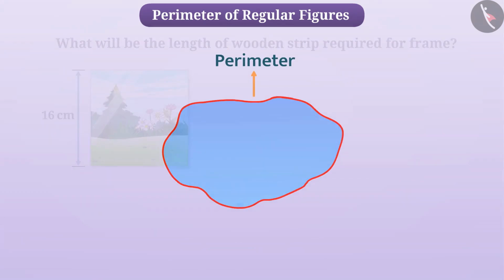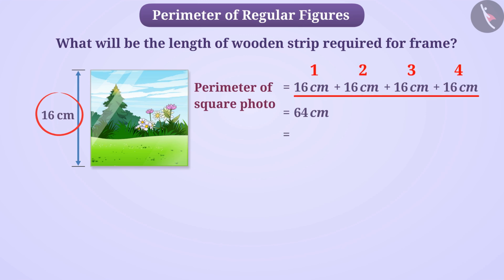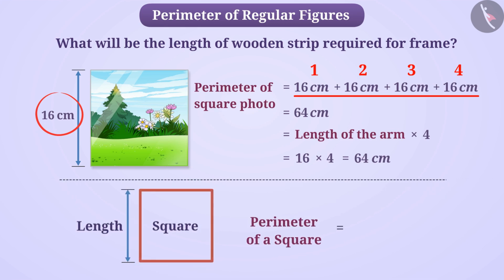In this way, the perimeter of this square photo will be 16 cm plus 16 cm plus 16 cm plus 16 cm is equal to 64 cm. Here you can see that the length of the arm is added 4 times. We can write this by multiplying the length of the arm by 4. So we will get the perimeter of this square photo as 16 multiplied by 4 is equal to 64 cm. In this way, we can say that the perimeter of a square can be obtained by multiplying the length of one of its arms by the number of its sides.